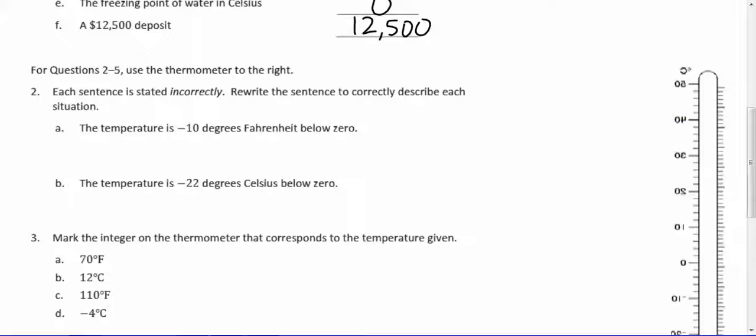So each sentence is stated incorrectly. That means they are wrong, okay? Rewrite the sentence to correctly describe each situation. So I'm going to give you an example of something you wouldn't say in English. You would not say, I don't have no homework.